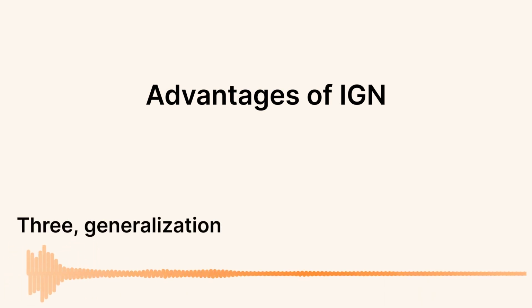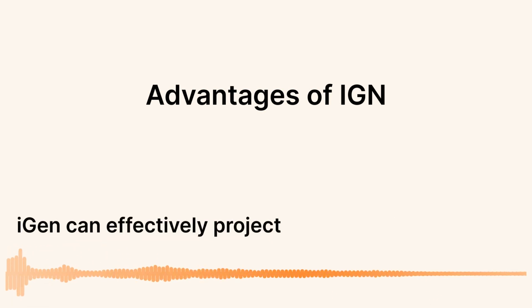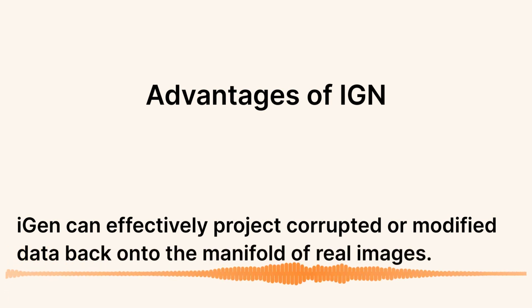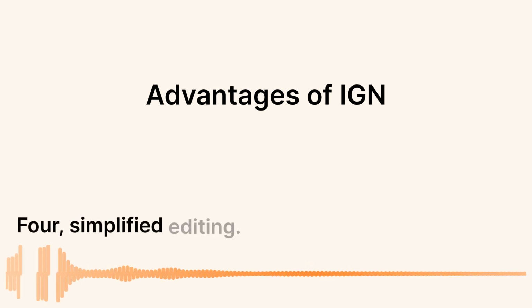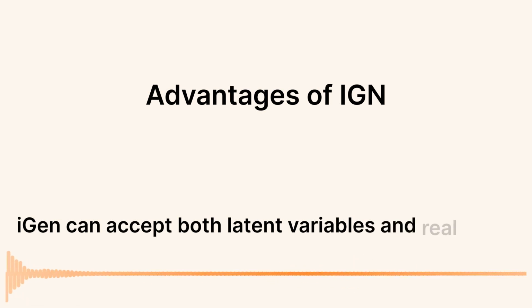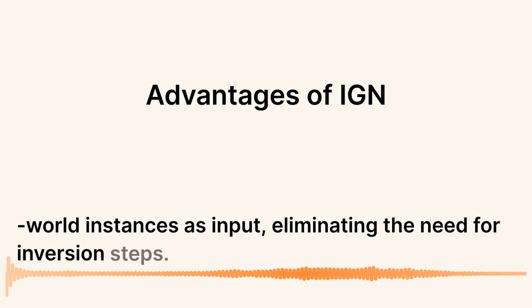3. Generalization beyond training data. IGN can effectively project corrupted or modified data back onto the manifold of real images. 4. Simplified editing. IGN can accept both latent variables and real-world instances as input, eliminating the need for inversion steps.